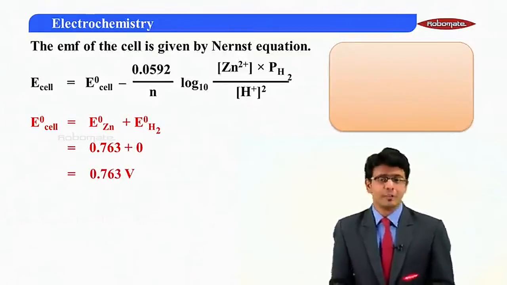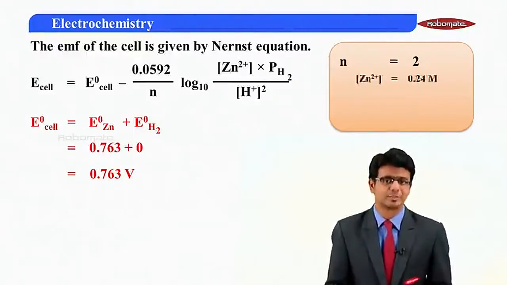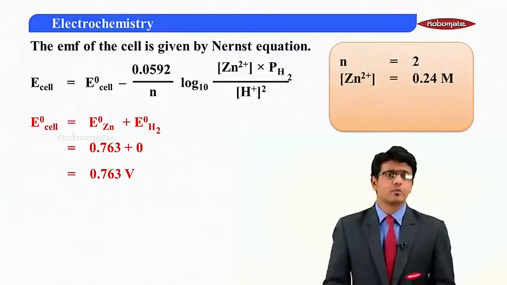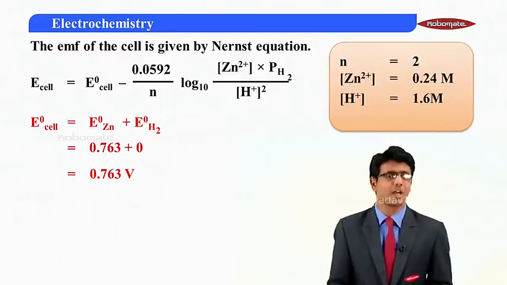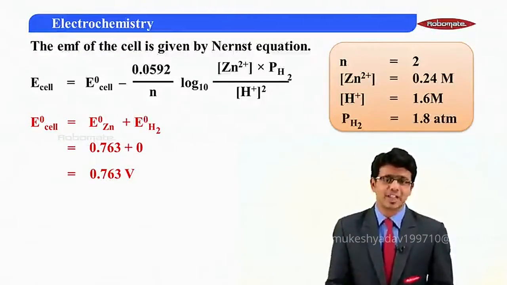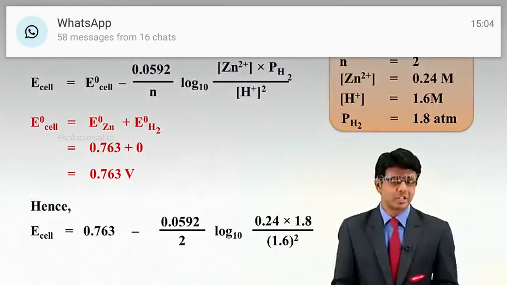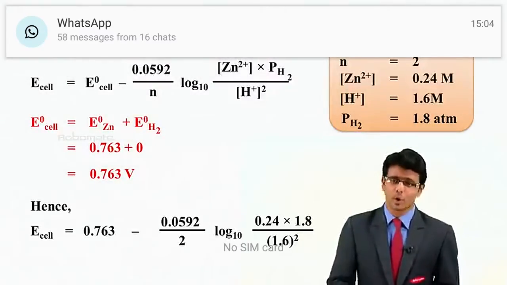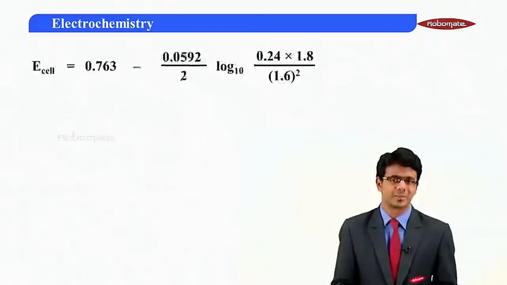Also, we know the values of n. n here obviously will be 2 for the reaction. Concentration of zinc ions would be 0.24 molar. Concentration of H plus is 1.6 molar, and the pressure of hydrogen gas is 1.8 atmospheric pressure. So simply substituting these values, E cell now becomes 0.763 minus 0.0592 upon 2 log to the base 10, 0.24 into 1.8 upon 1.6 square.